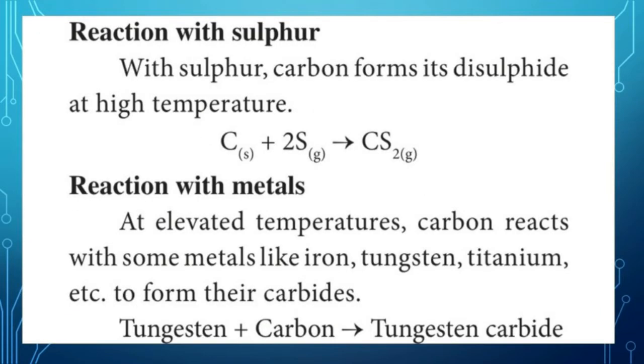Reaction with sulfur. With sulfur, carbon forms its disulfide at high temperature. C plus S gives CS2. Reaction with metals. At elevated temperatures, carbon reacts with some metals like iron, tungsten, titanium, etc. to form their carbides. Tungsten plus carbon gives tungsten carbide.